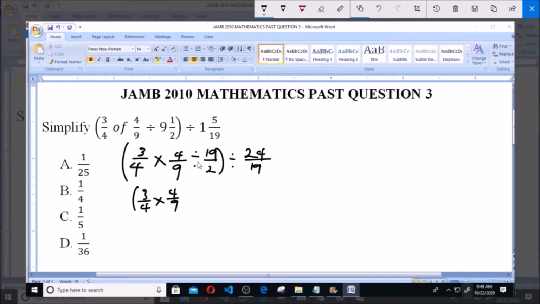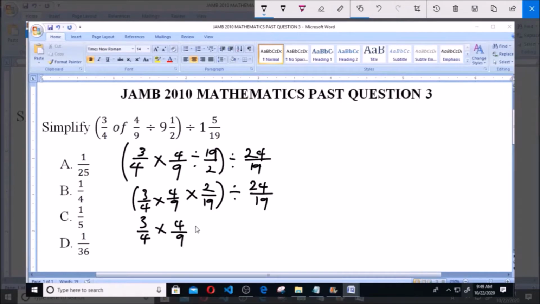Now this sign, we can't carry out arithmetic with this sign, so you have to change this division sign to what? Multiplication. And by doing that, this here has to change, that is, the denominator will become numerator. So multiply by, it will now become 2 over 19. 2 over 19 divided by what? 24 over 19. So we have now 3 all over 4 multiplied by 4 over 9.